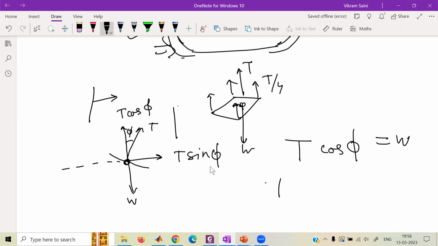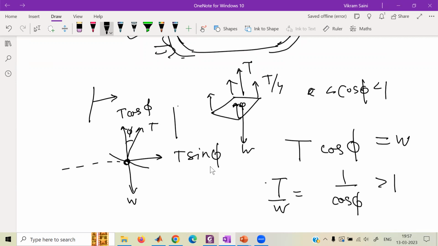T over W will be 1 over cos phi. And cos phi is going to be between 0 and 1. So T over W is going to be greater than 1. Got it? So whatever maneuver you do, you have T over W greater than 1 for a quadrotor.